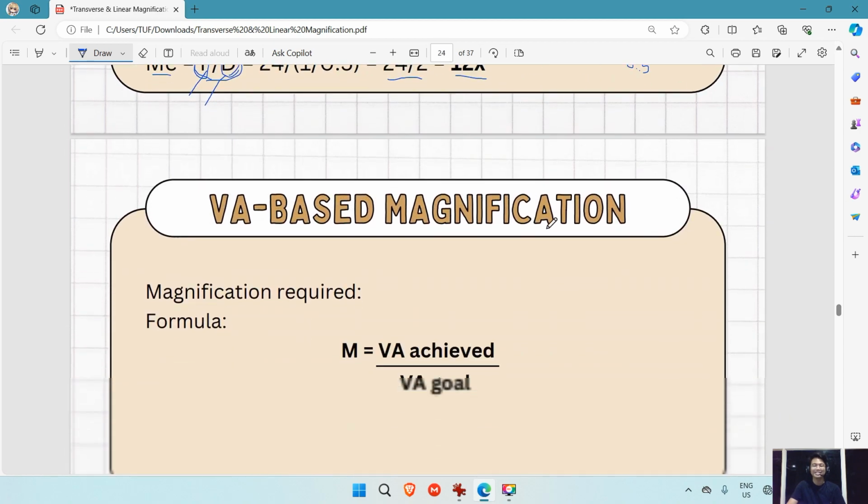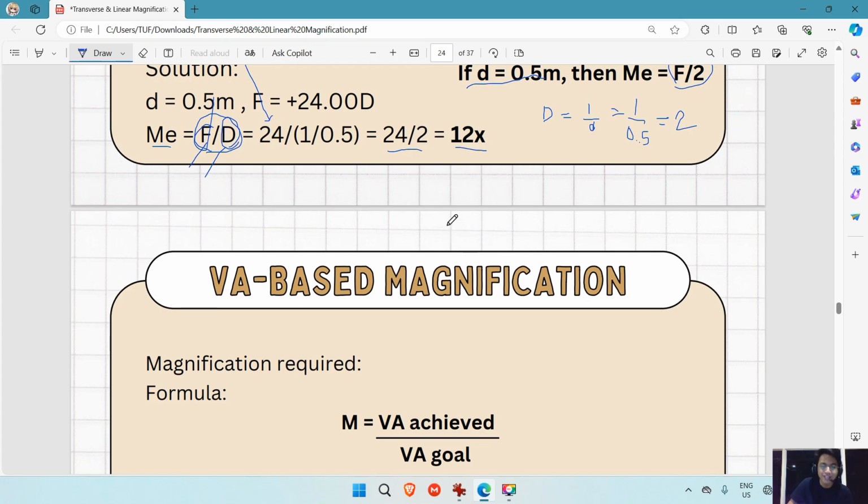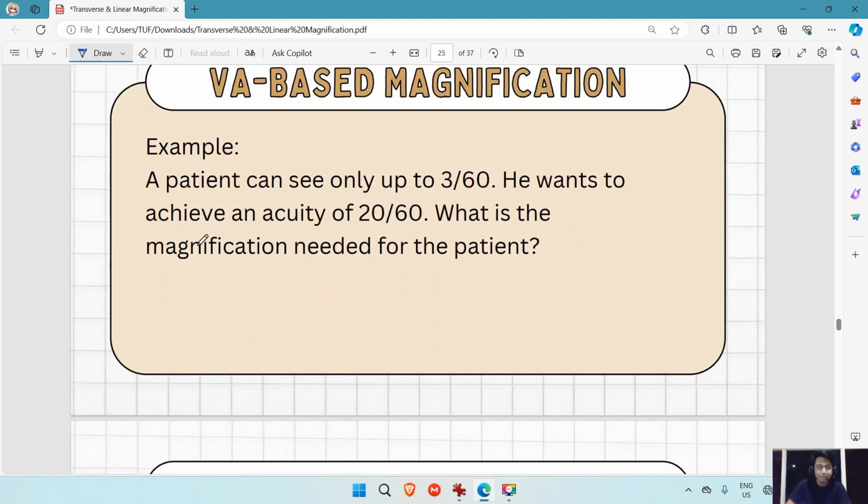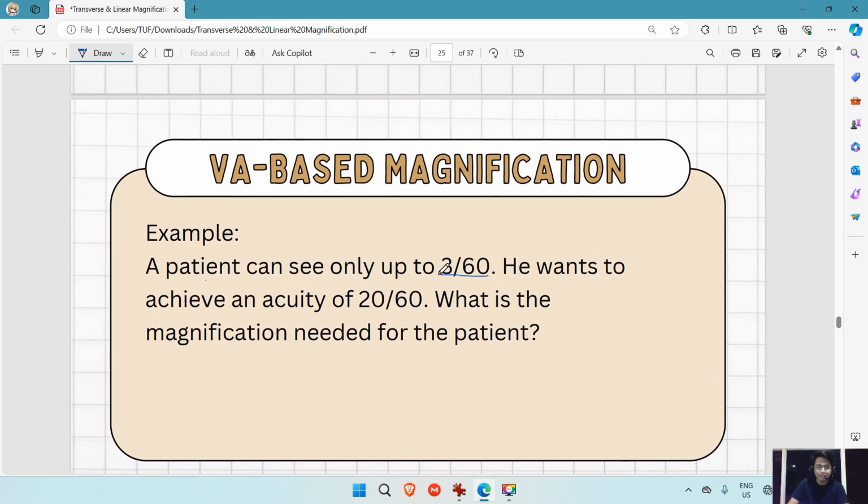Okay. So now let's proceed with the VA-based magnification or the magnification required. So for the formula, we have M is equal to VA achieved over VA goal. Okay, for example, a patient can see only up to 3 over 60. He wants to achieve an acuity of 20 over 60. What is the magnification needed for that patient? Based on this example, the 3 over 60 is the achieved VA of the patient, while the 20 over 60 is our goal.